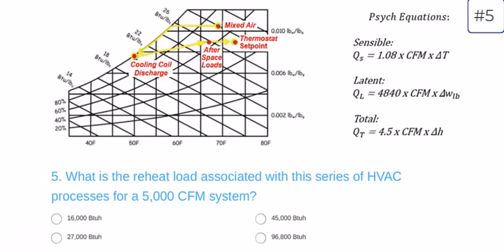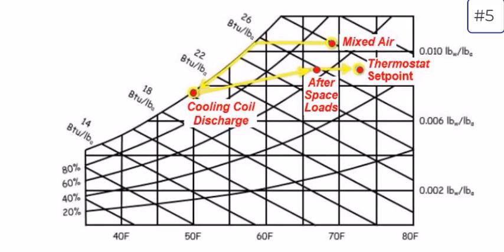Question 5 now has us using the psych chart and trying to quantify some part of the process. So the question asks, what is the reheat load associated with the series of HVAC processes for a 5,000 CFM system? So let's zoom in on the psych chart and just make sure we can read these set of processes. So we know we have mixed air as a start, so we can go here, follow the dehumidification process as we cool the air to the line of saturation, wring out the moisture in the air, end up at this cooling coil discharge temperature. Here it's a low 50 degrees Fahrenheit.